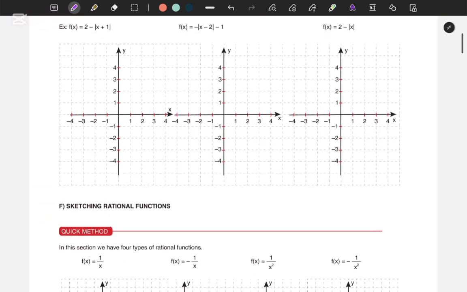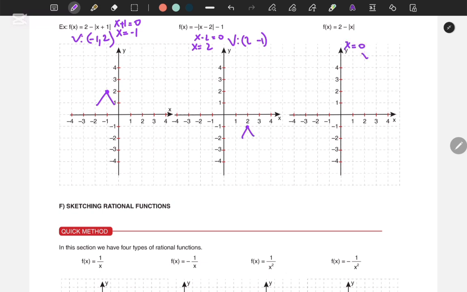Now we have a downward example. Again, what's my vertex? X plus 1 equal to 0. X is negative 1. What is the y? 2. X is negative 1, y is 2. Downward. X minus 2 equal to 0, x equal to 2. 2 and negative 1. Downward. So x equal to 0, my vertex is 0 and 2.